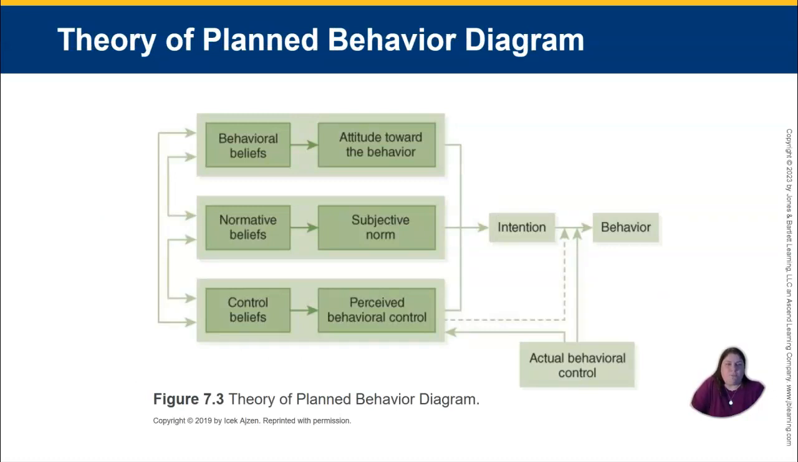This is figure 7.3 out of the text, and it shows you that there are different types of beliefs. There's behavioral beliefs, normative beliefs, and control beliefs, and those all lead to different constructs within the theory that you will work to change, an attitude towards a behavior or the perceived behavioral control that someone has, and that will lead to a change in intention and then a change in behavior. So please review that in the text.